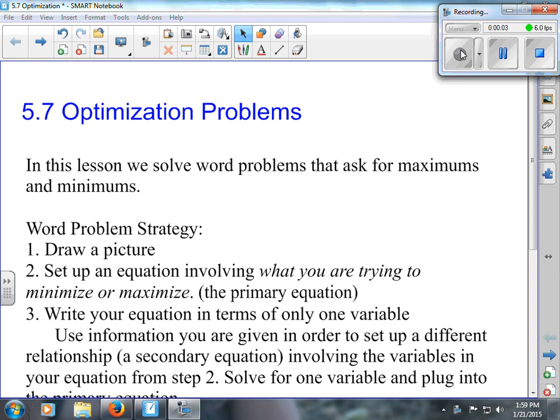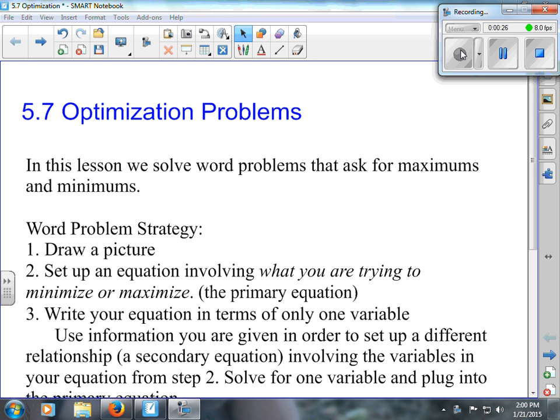Today we are going to do our last section in Chapter 5, the last of the types of problems in which we use derivatives to help us do something else. In this particular section, we're going to have all word problems. And these word problems are going to ask for us to find a minimum or a maximum value.